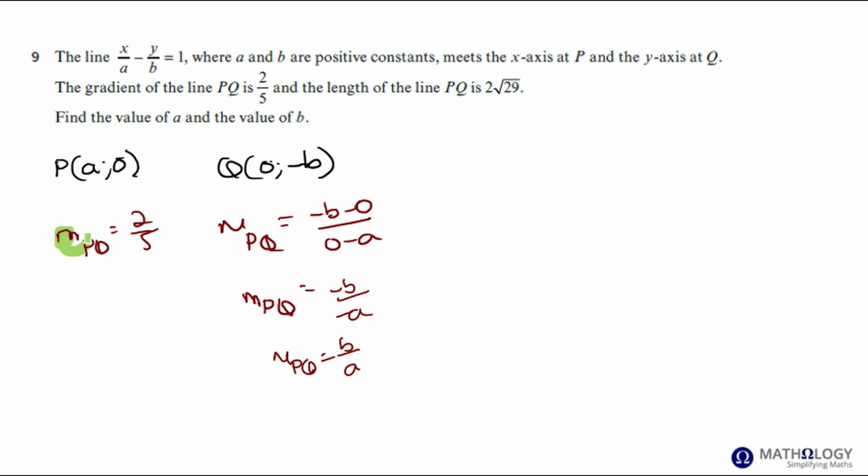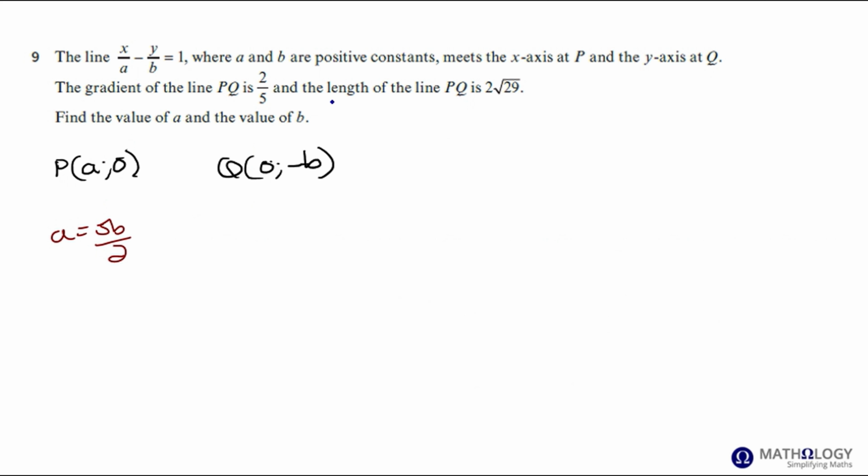Now we have the gradient of PQ being 2/5 and an expression for the gradient of PQ, b over a. So the two are clearly equal. So b over a equals 2 over 5. 5b equals 2a. a equals 5b over 2.